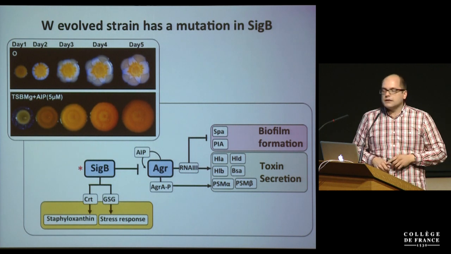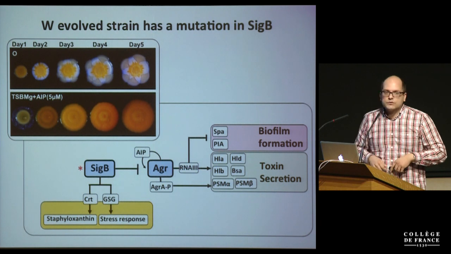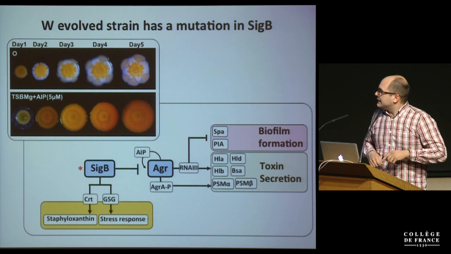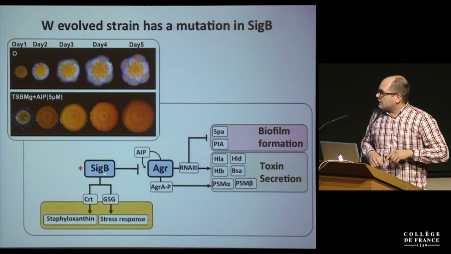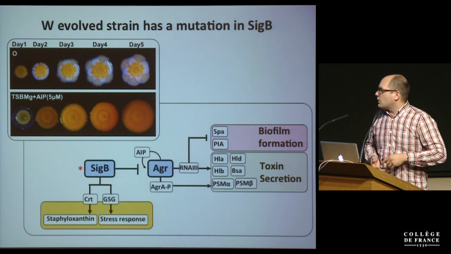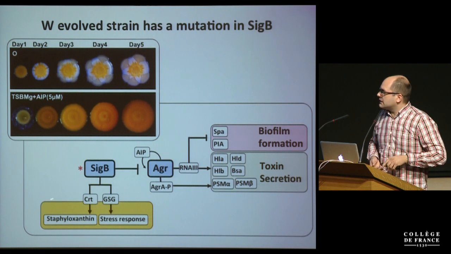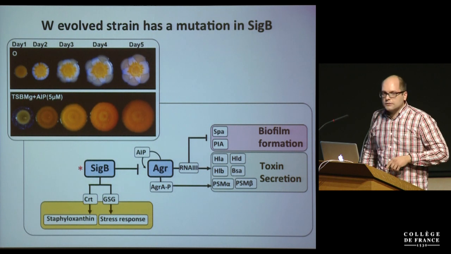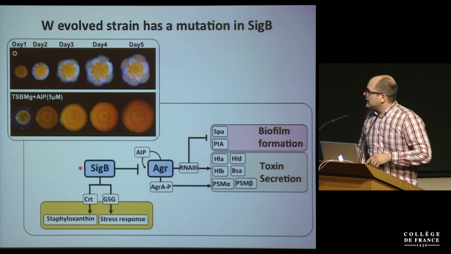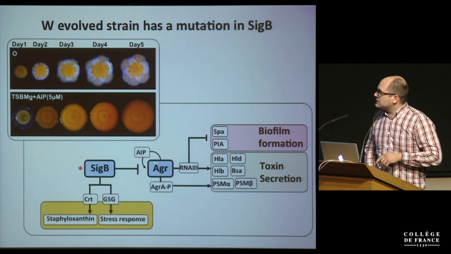Then we sequenced nine of these sectors to see where the mutation is. We find that many of these mutations are in sigma B. That's why the phenotype is mutant. The phenotype is white because it cannot develop the staphyloxanthin, and that's why it has a superactivated quorum sensing system, and it produces a lot of toxins.